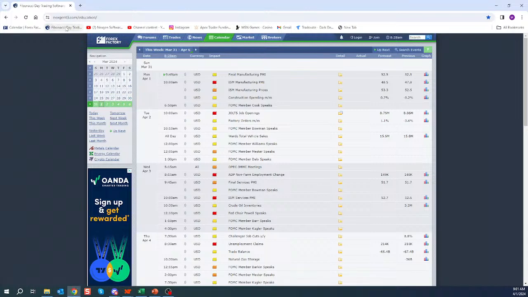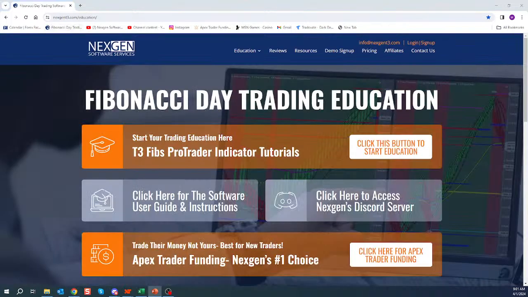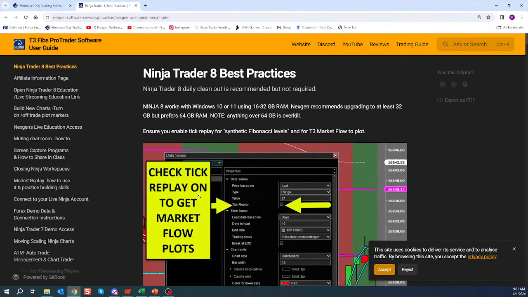And then everything that I'm going to talk about each and every day, guys, comes from the education page. But let's go to the software user guide and instructions first. The first tab, or the first subject from the software user guide, is NinjaTrader 8 best practices. NinjaTrader 8 daily cleanout is recommended, but not required. Nothing is ever required of you guys. You're your own captain of this boat. But by cleaning out every day, it really does help.